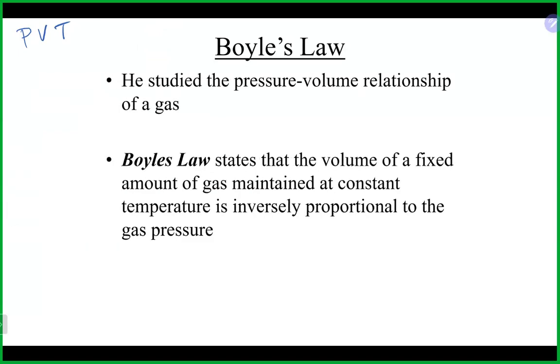All right, so as I talked about before, there are really 3 variables that we talk about with gases: pressure, volume, and temperature. And there are a bunch of gas laws where we're going to learn about some of the relationships that occur. The first one is going to be Boyle's Law. Boyle basically studied the relationship between pressure and volume. And with Boyle's Law, temperature is held constant.